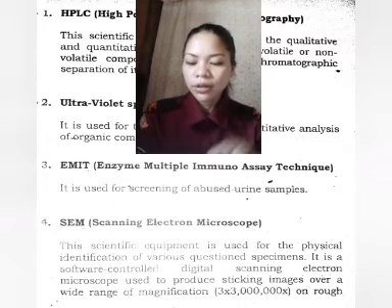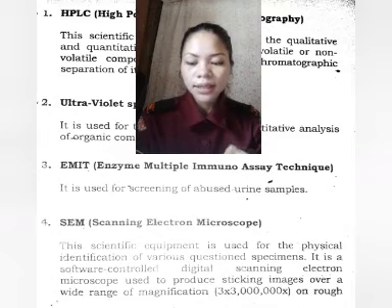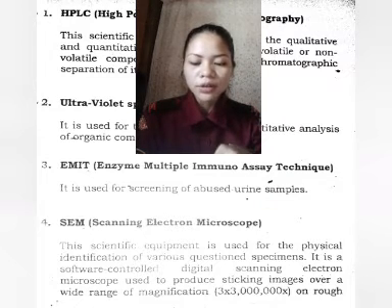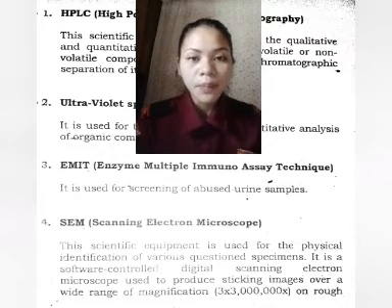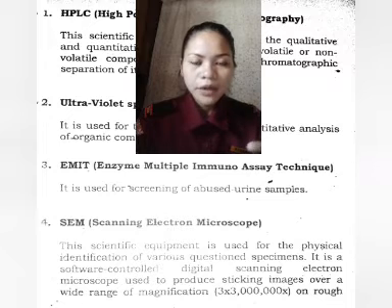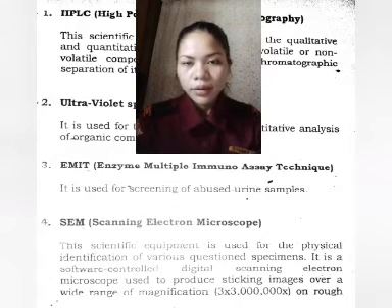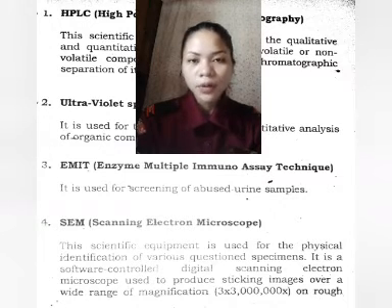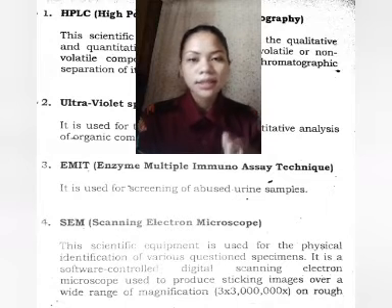So let's proceed to the third, EMIT, or enzyme multiplied immunoassay technique. Remember that EMIT, if we abbreviate that, is used for screening abused urine samples. So this is the equipment used in examination of our urine samples. Urine will be examined to identify, for example, alcohol in our urine or any drug abuse by that person. Enzyme multiplied immunoassay technique. Remember that. That is number 3 equipment.